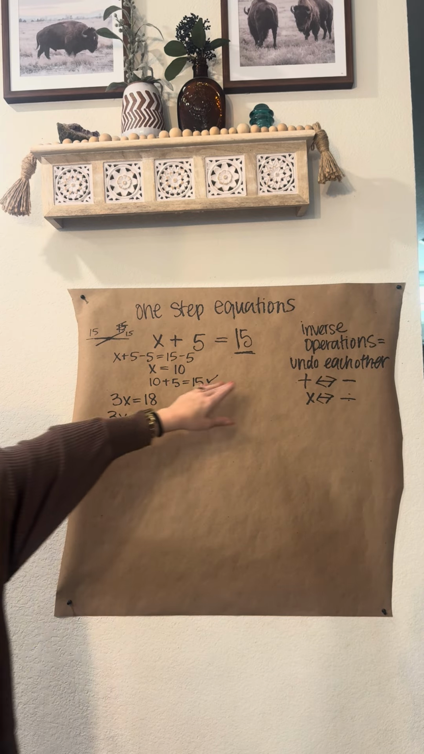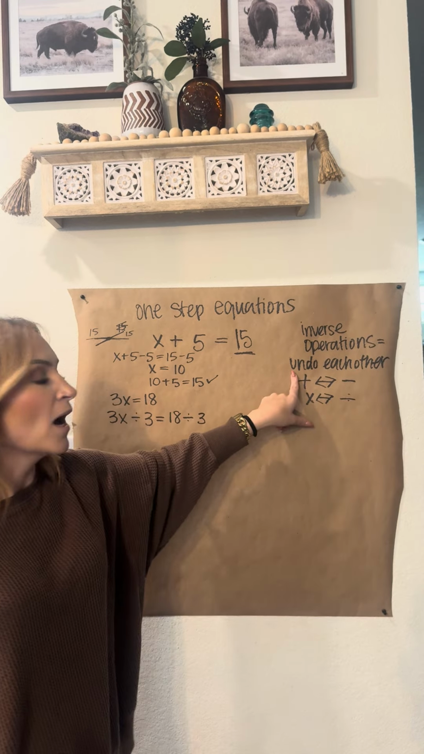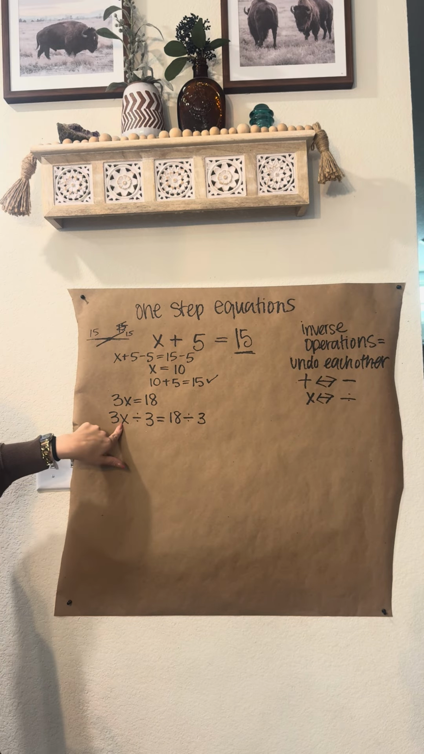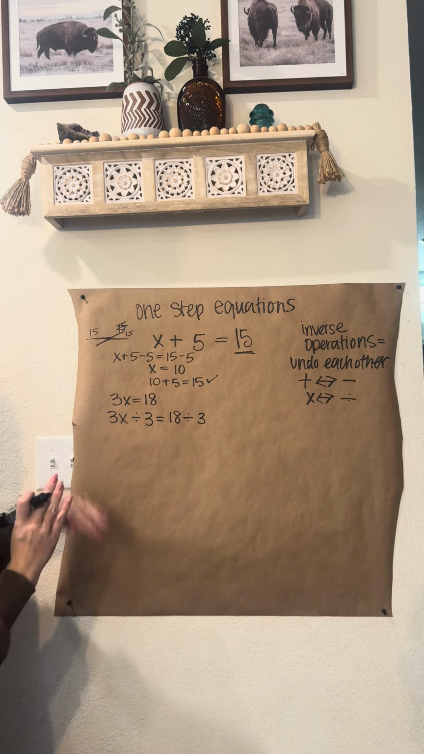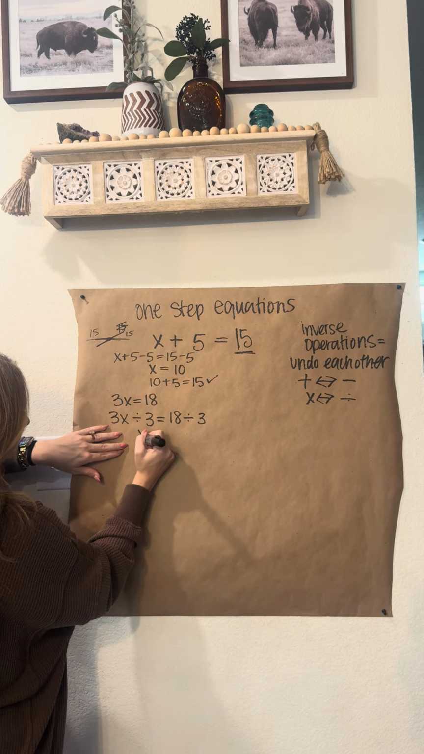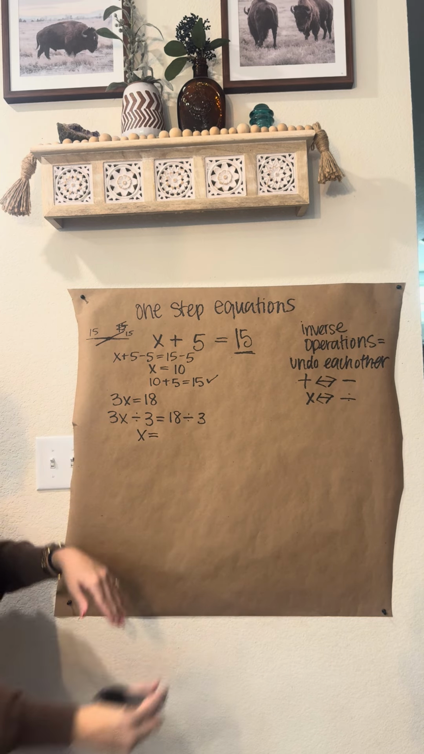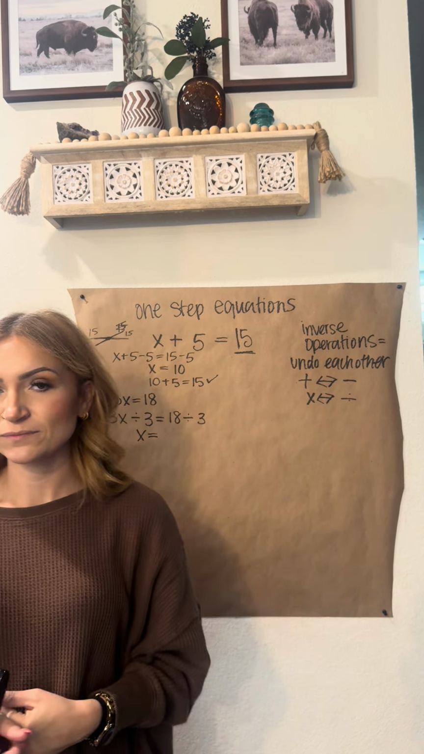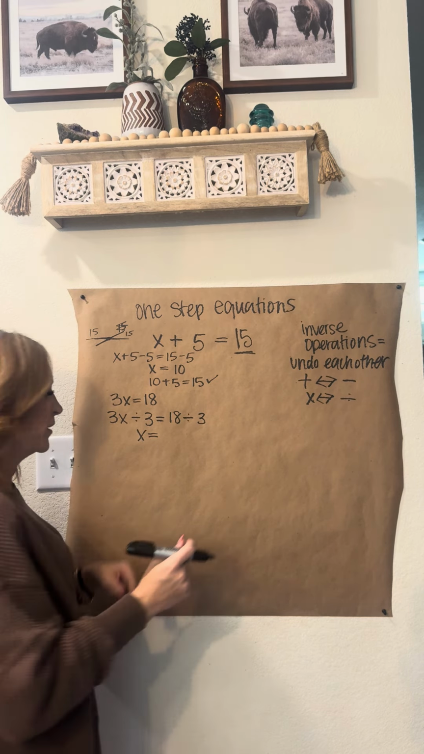So inverse operations, what do? Undo each other. So this 3 times x divided by 3 is going to undo each other. So we're going to have x alone. Exactly what we want, right? 18 divided by 3. Does anybody know what that is? Yep, it's 6, right?